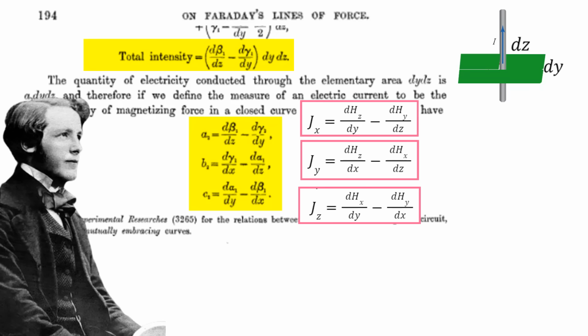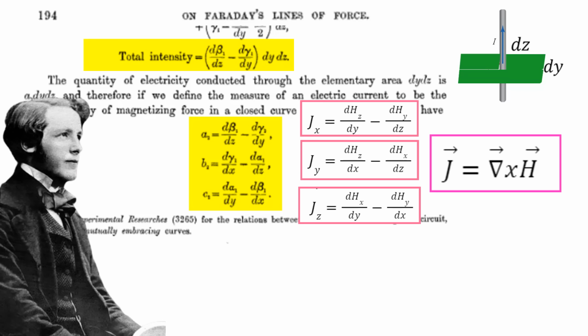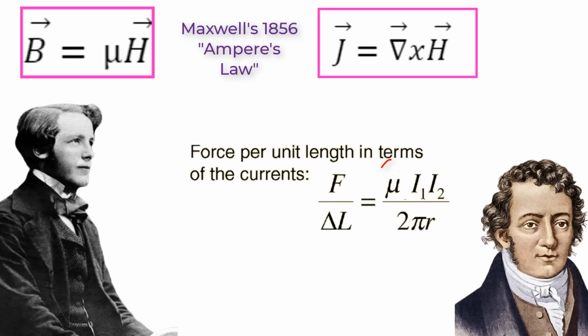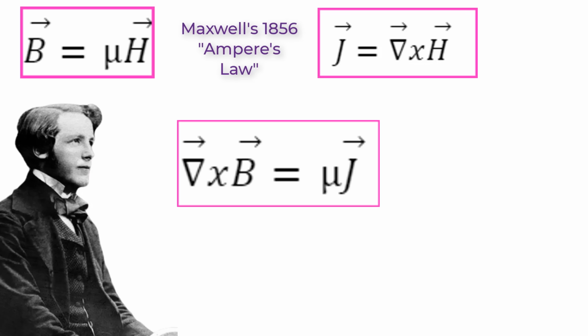The vector notation is clearly just that the current per area is the curl of H. Note that Maxwell preferred to use this magnetic field H instead of the traditional magnetic field B, but that for a uniform medium, they're related by a simple ratio, B equals mu H, where mu is the permeability, which is the same constant that relates the force and currents divided by the distance used in Ampere's force law. So Maxwell was really saying that the curl of B is mu J.